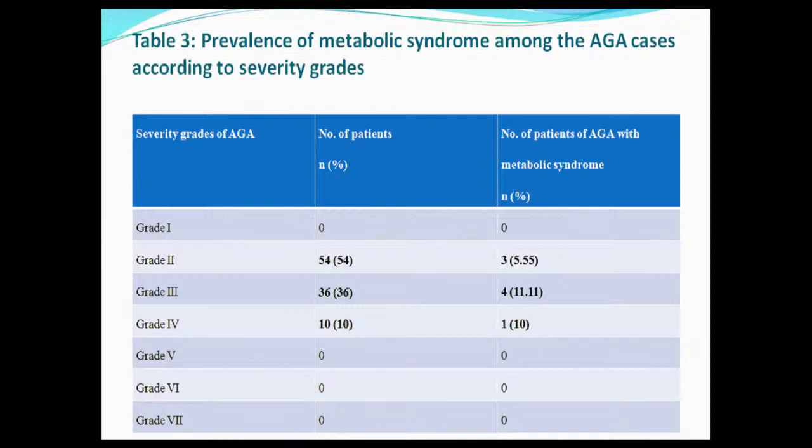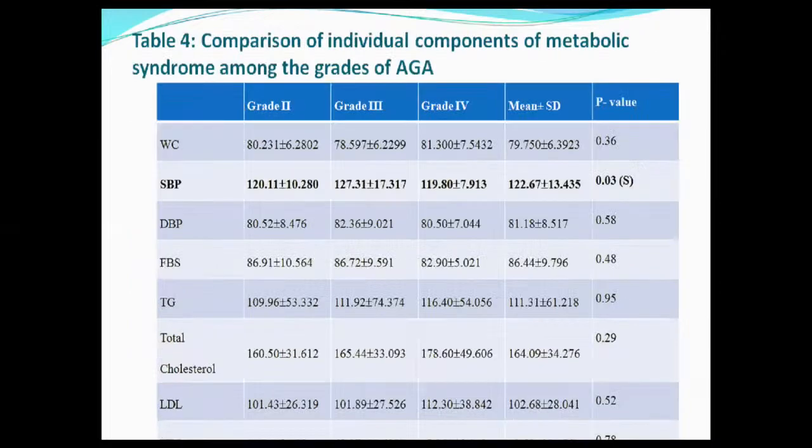Out of 10 patients in grade 4, 1 was found to have metabolic syndrome. In the comparison of individual components of metabolic syndrome, only the systolic blood pressure was found to be statistically significant, while the other parameters were statistically insignificant. The p-value of SBP was 0.03.